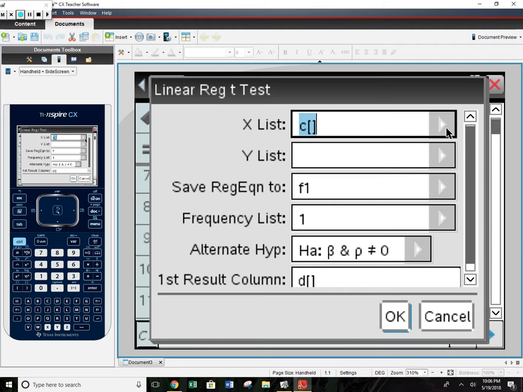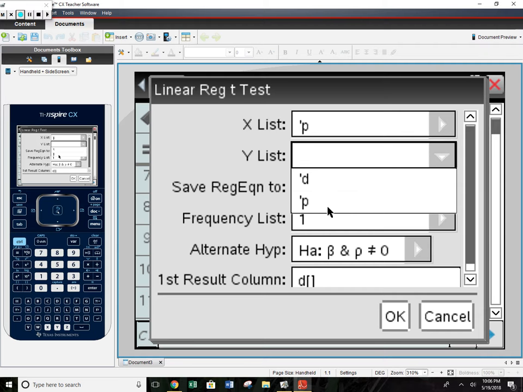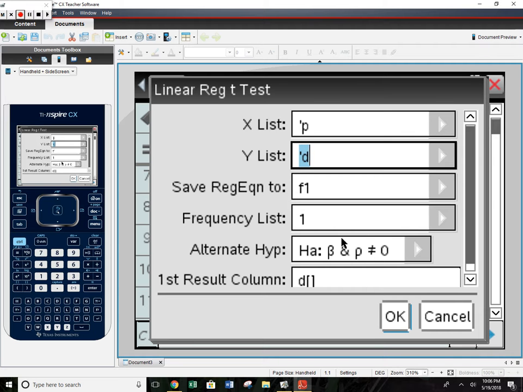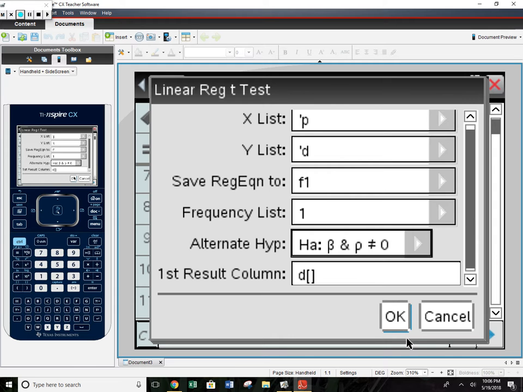Alright. My X list, I want productivity. I guess it doesn't matter. It's not going to matter which, because there's not an independent variable here. So what I mean by that is, does the productivity depend on your dexterity? Or does the dexterity depend on your productivity? So I guess since they give you the table, we'll call the productivity the X, and we'll call the dexterity the Y. And we're good. Don't hit OK.